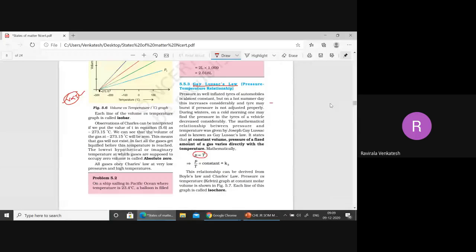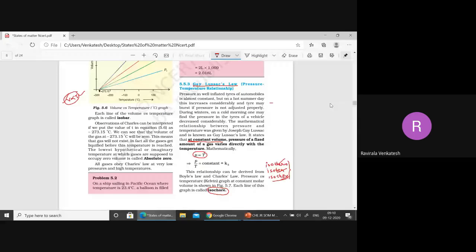And this is at constant volume. If you plot a graph at constant volume, that is called an isochore. At constant temperature, that is an isotherm. At constant pressure, isobar. At constant volume, isochore. So these three terms: therm means temperature, bar means pressure, and core means volume.